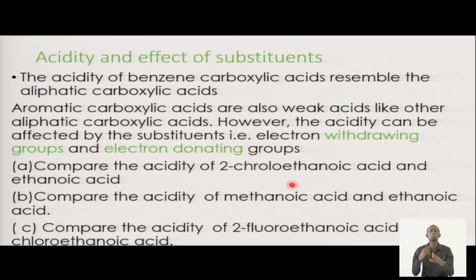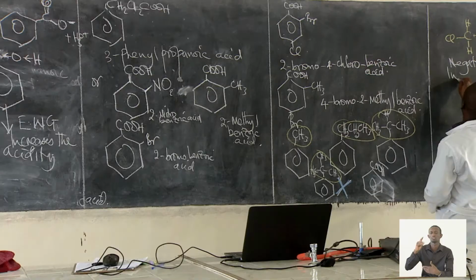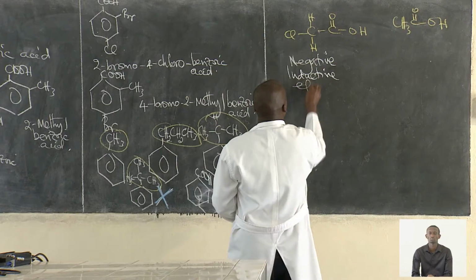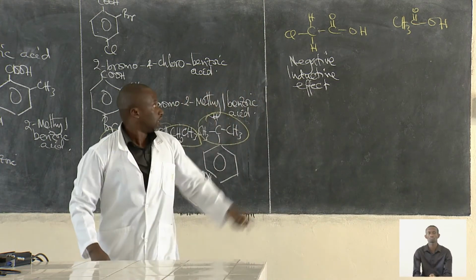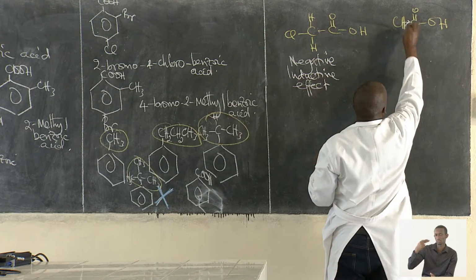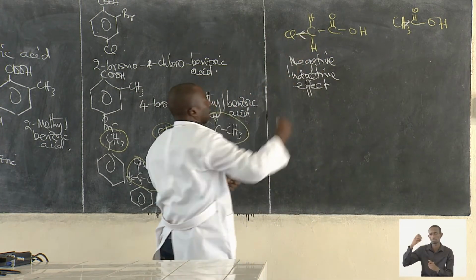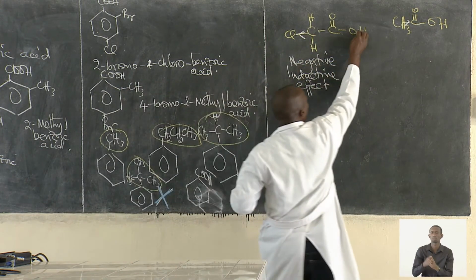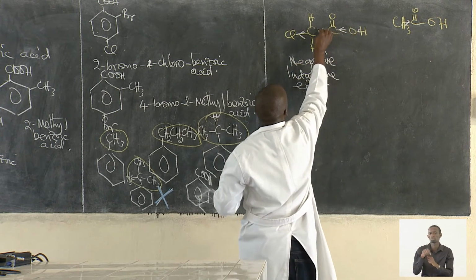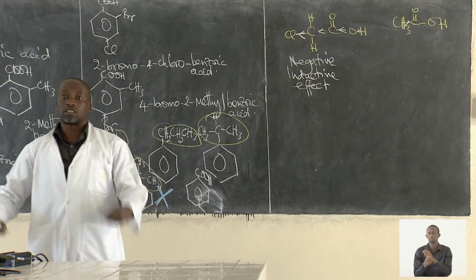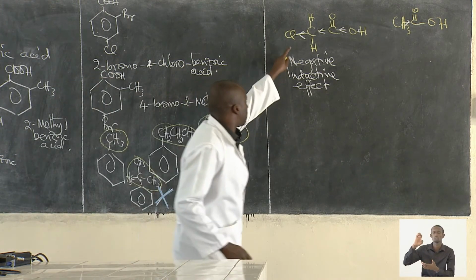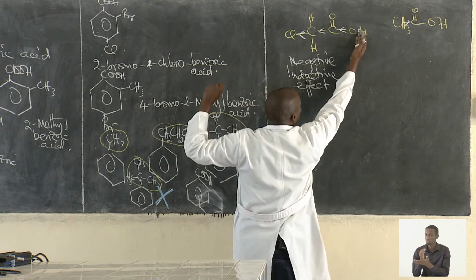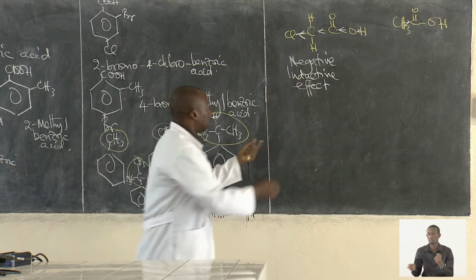What happens? This is electron withdrawing. So it has what we call the negative inductive effect. If you remember, negative inductive effect. This methyl group donates the electrons towards this. So this one removes the electron from that carbon. That changes the direction here. So the electrons will be moving towards the chlorine because of its electronegativity. Therefore, because electrons are removed away from the hydrogen, that increases the acidity.